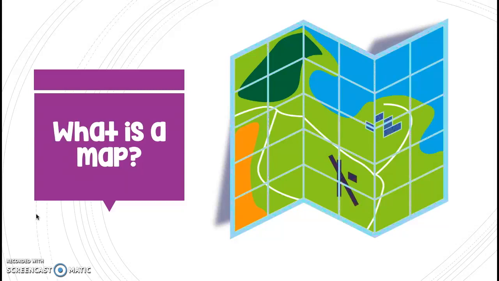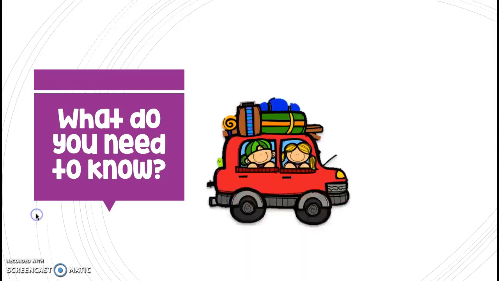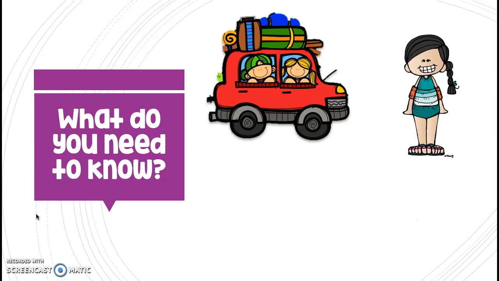Did you know there are different kinds of maps? There totally are. You need to think, what do I need to know in order to decide which map I'm going to use? If I'm going on a trip to Disney World, I want to know exactly what roads to take to get there. Otherwise, I'll just be driving in circles. If I want to go swimming in the ocean, I need to know where the water is. Otherwise, I'll be swimming in the middle of a prairie. That won't work out very well.